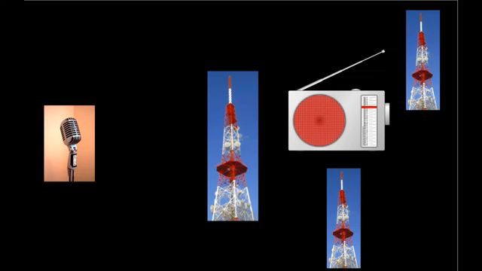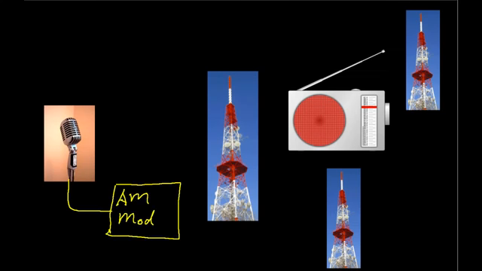We have a microphone that collects speech signals or music or whatever it is you're going to broadcast. The output of this microphone goes to an AM modulator, and the output of the modulator is a signal that gets broadcast by the AM station antenna. And then that signal travels via electromagnetic radiation to the antenna of a radio.